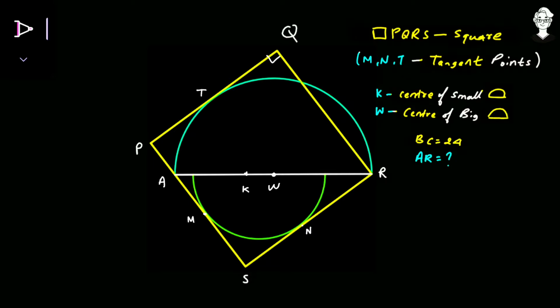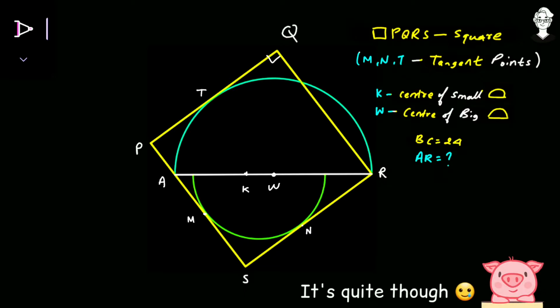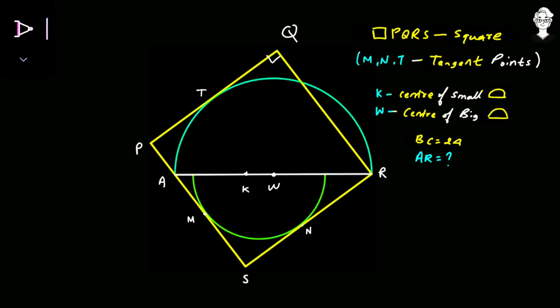So yes, the major part of this diagram was that there were two semicircles in a square. The diameter of the smaller one has been given, that's 24. All you have to do is find the diameter of this bigger one that has been marked as AR in this diagram. So let us see its solution.